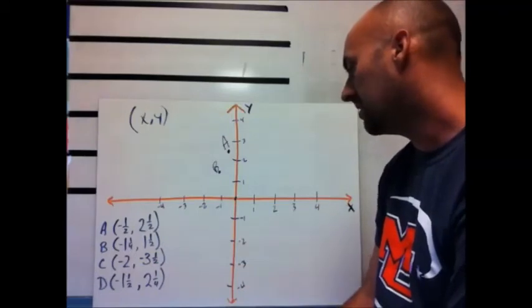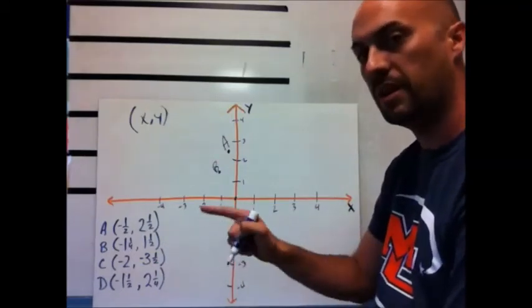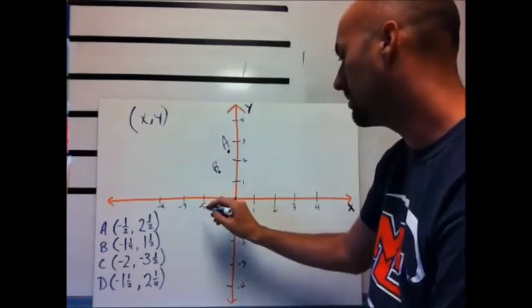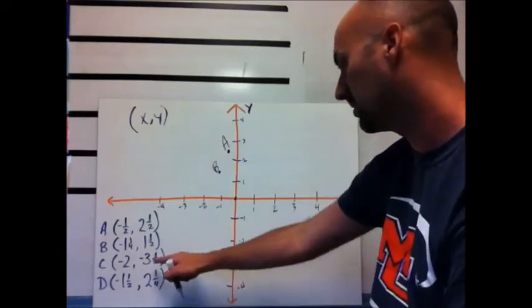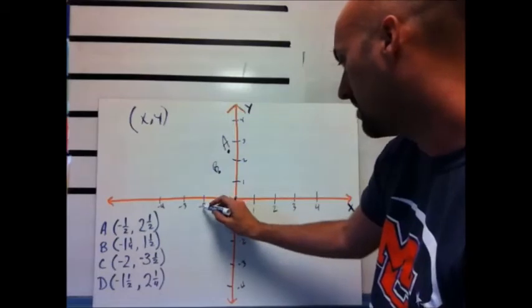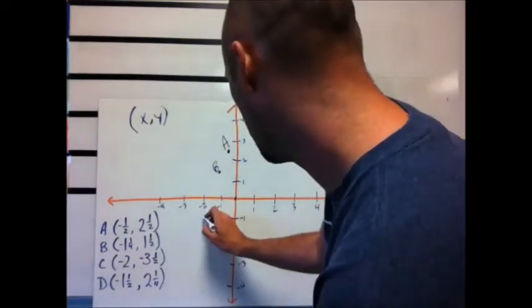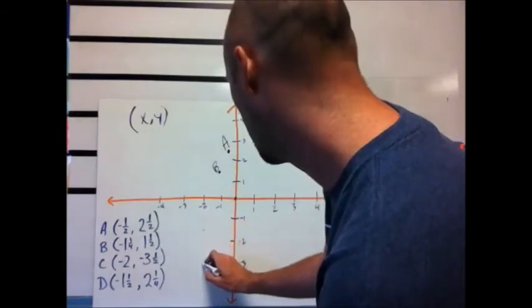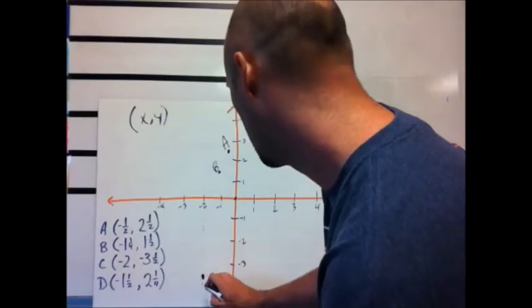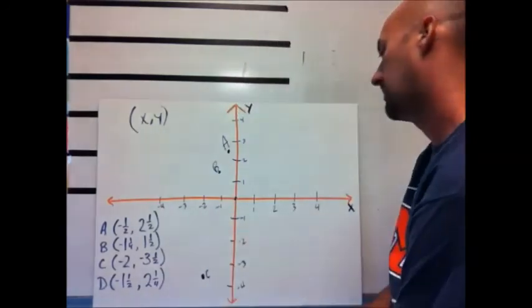C: -2 and -3 and 1/2. First number X, left, right, all the way over to -2. But that's not where my point goes. Now I've got to go down, because it's negative, to 3.5, which is right here. And I want to find where these two meet. Since I don't have a grid, I'm going to kind of dot those in a little bit. Right there.